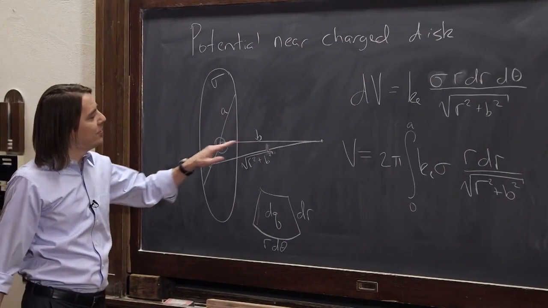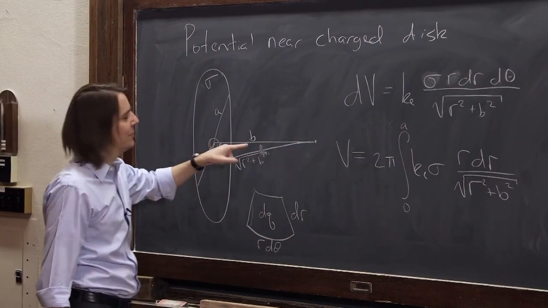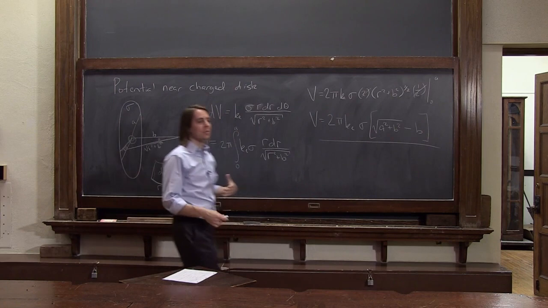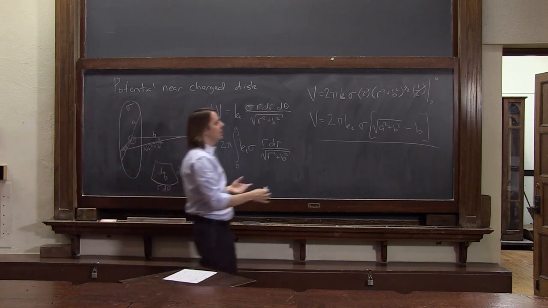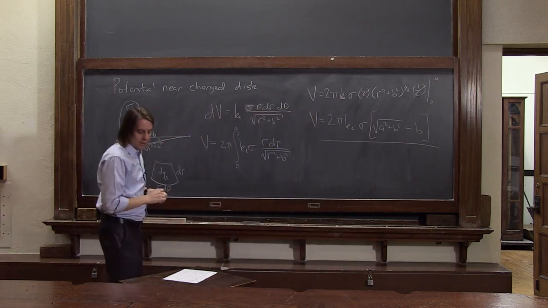And like the electric field, this is another case where we've now solved it for any position on the axis. Okay. So we have a b here, and the b is right here. But if you wanted to say what's the potential as a function of distance, you could call that the z-axis, and the b just becomes z. You could make a plot now of the potential as you move away from the disk.